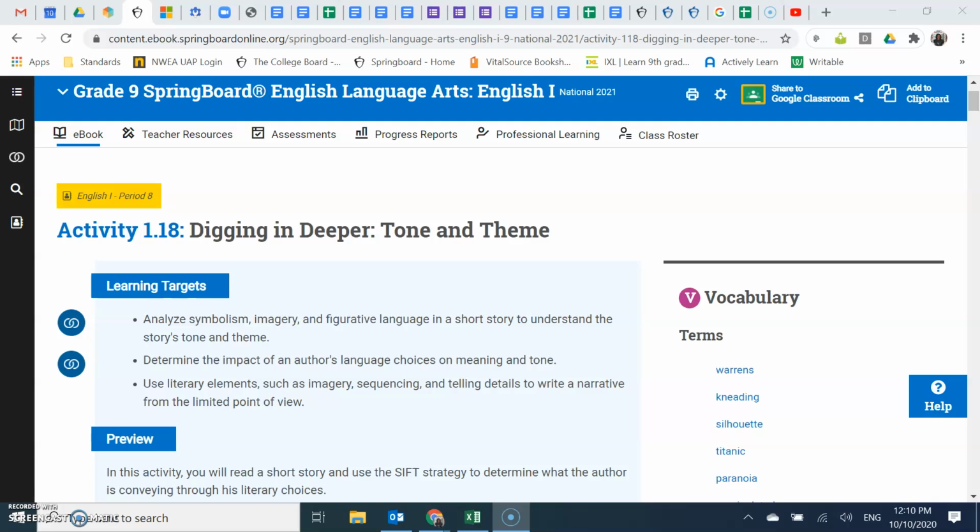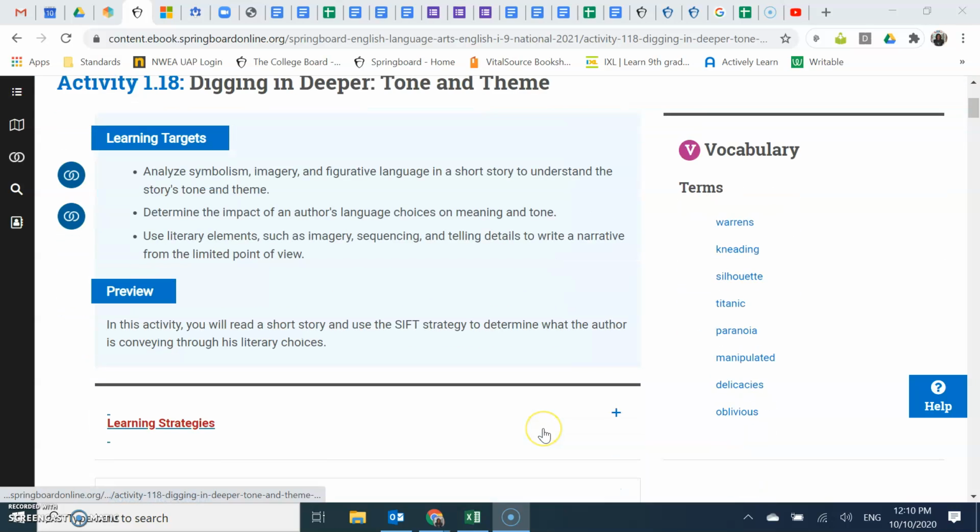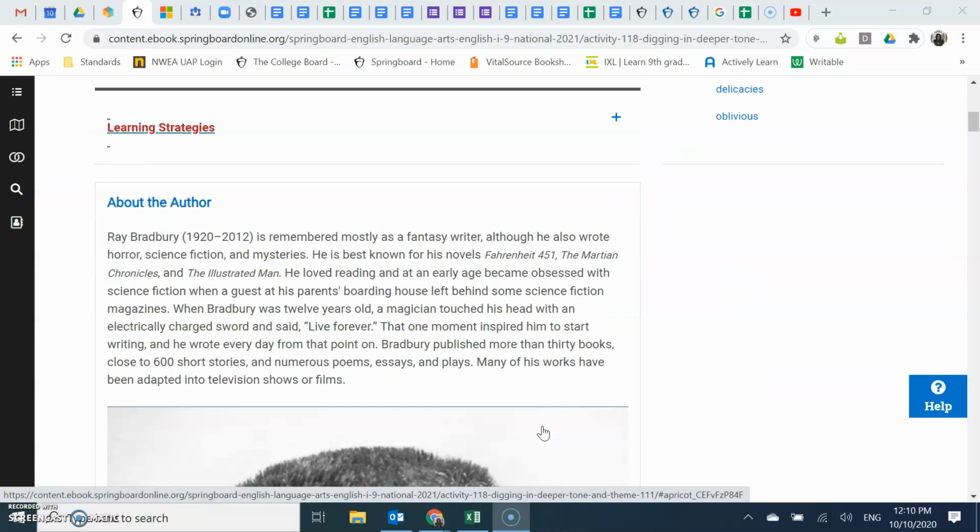So in this activity, you will read a short story, which you already did, and use the SIFT strategy. We've already talked about it, which is symbol, imagery, figurative language, and tone or theme. Remember the SIFT strategy? To determine what the author is conveying through his literary choices. So in order to get a deeper understanding of the story and the background, I hope you read about the author, and if not, I'm going to talk about it right now.